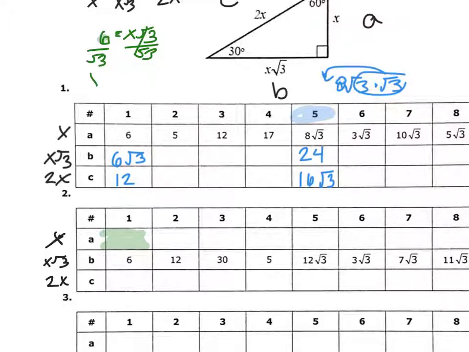I'm going to go ahead and flip it around here. But I also need to rationalize it because we don't want any square roots in the denominator. So multiply the top and the bottom by the square root of 3. And this leaves me with 6 square root of 3 over 3. And that can be reduced to 2 square root of 3. So this would be 2 square root of 3.